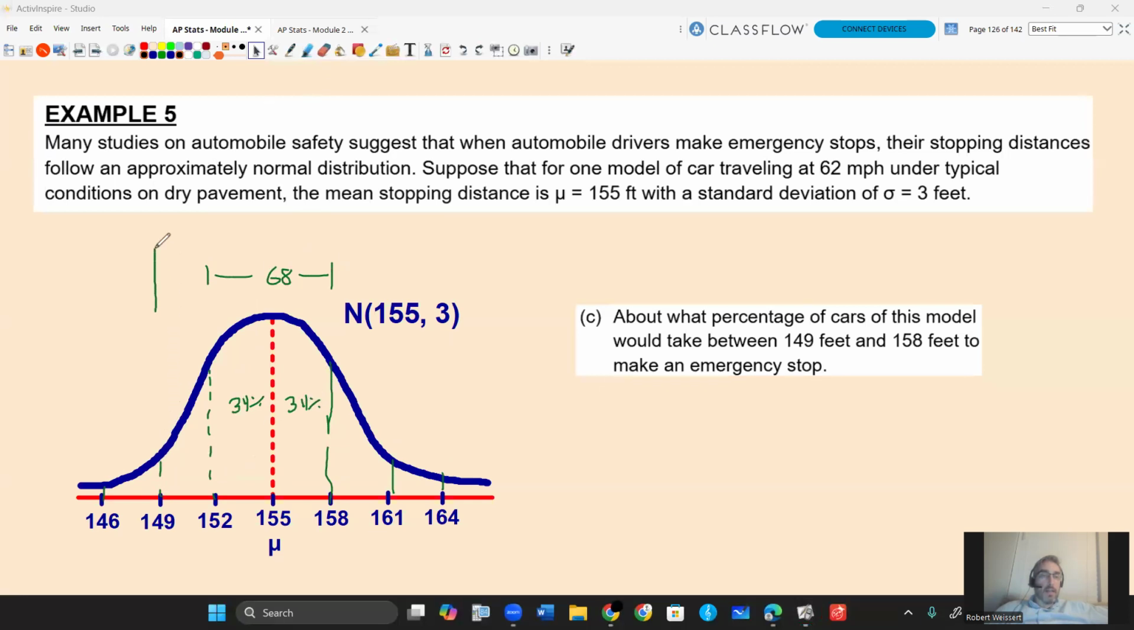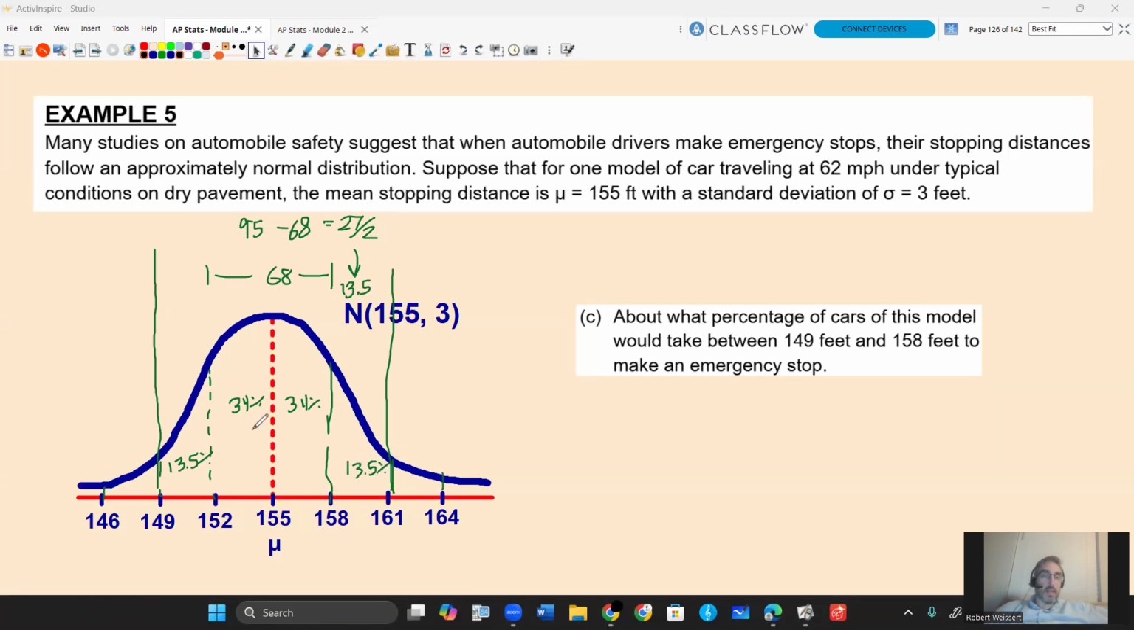I know that this is 95. So what I can do with that 95 is subtract the 68 to get what's left over on the outside. 95 minus 68 is going to be 27. So what I do with that 27 is divide by 2, and I'm going to get 13 and a half. So 13.5%. So these are each going to be 13.5%.